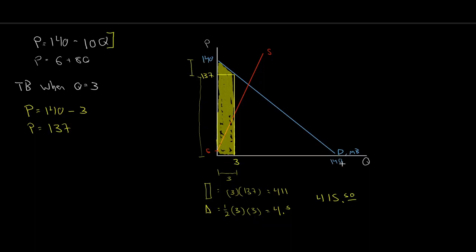Instead of going 140 to 140, it'd be going 140 to 14. We'd have a different price there, same quantity. So we just have different heights for these two guys here. So we get different results in that way, but you do the exact same process there.